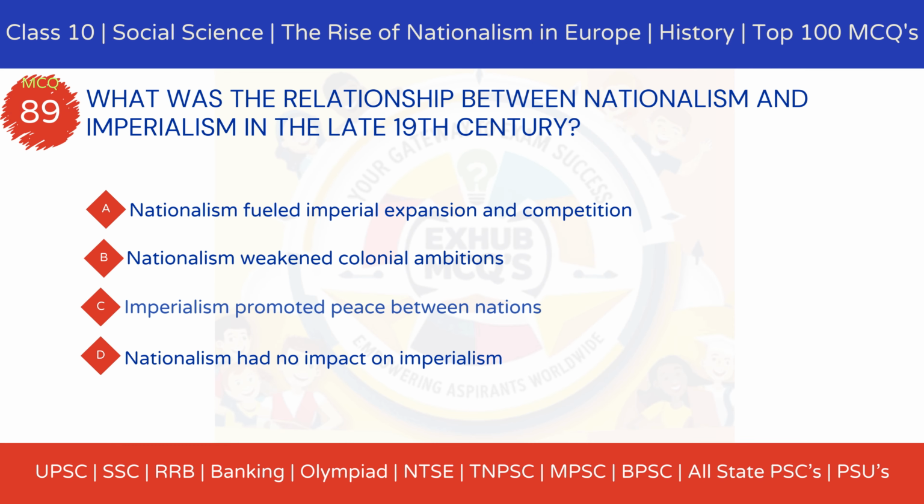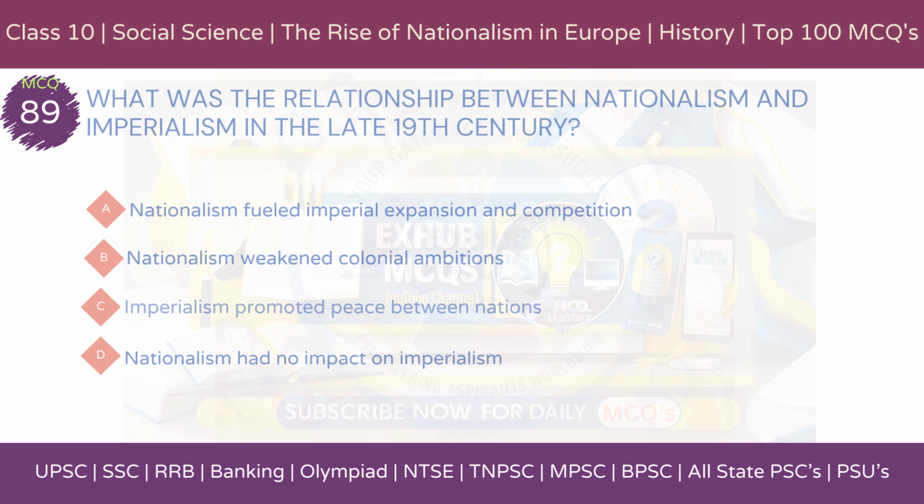MCQ 89. What was the relationship between nationalism and imperialism in the late 19th century? Option A. Nationalism fueled imperial expansion and competition. Option B. Nationalism weakened colonial ambitions. Option C. Imperialism promoted peace between nations. Option D. Nationalism had no impact on imperialism.